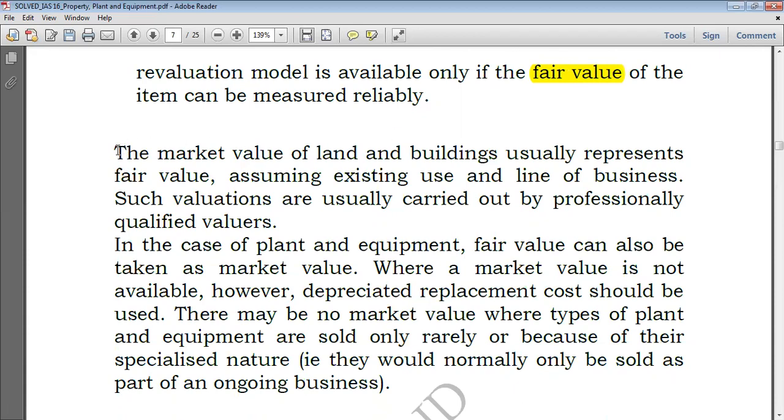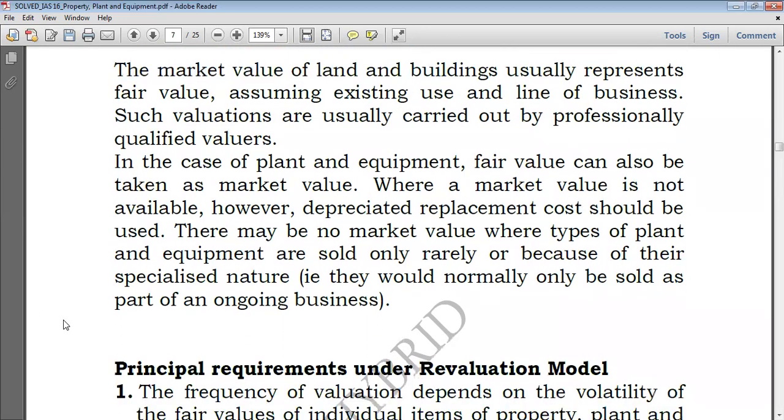So, for example, the market value of land and buildings. Land and buildings represent property, and this is IAS 16 property, plant, and equipment, so we can also consider them. The market value of land and buildings usually represents fair value, assuming existing use and line of business. Such valuations are usually carried out by professionally qualified valuers. In order to know the fair value of the land or the building, a professionally qualified valuer comes and evaluates and comes up with the value of such property. This is mostly on the job; in an exam it's not likely to be asked like this.